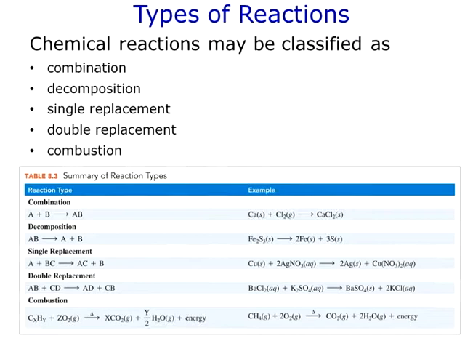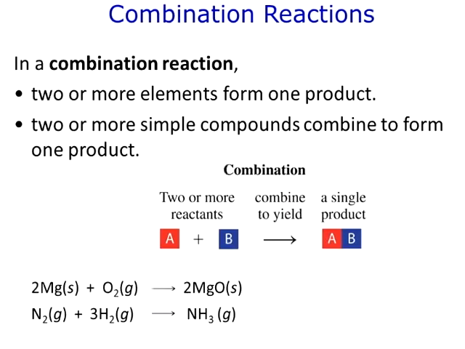But we have 5 reactions that you will want to memorize, and we're going to show you what they look like by showing you a diagram and showing you some exact examples, and hopefully we'll give you some pretty good hints on how to identify them as well. In a combination reaction, 2 or more elements or compounds form one product. 2 or more simple compounds combine to form one product.